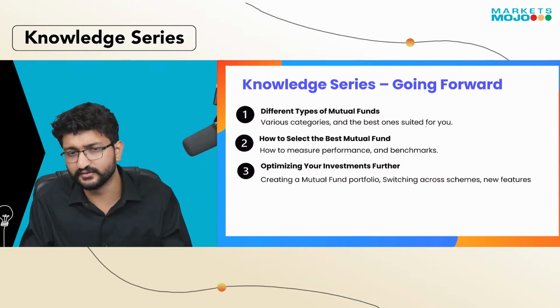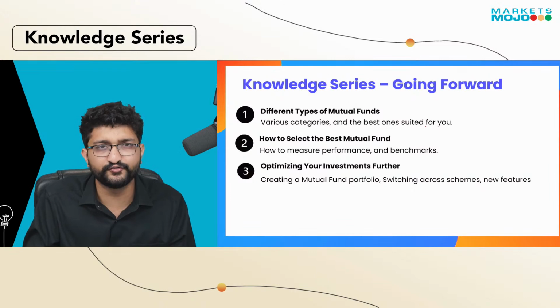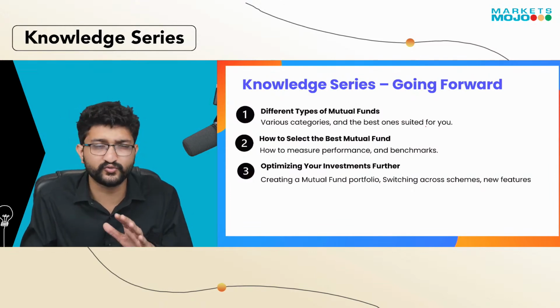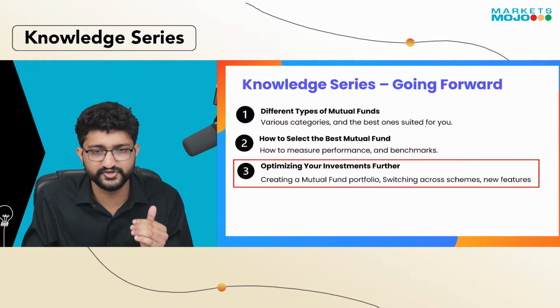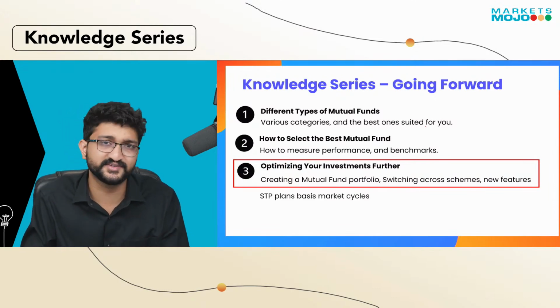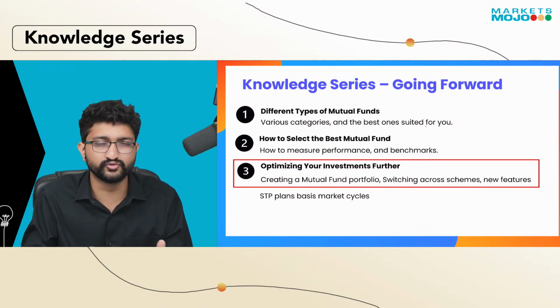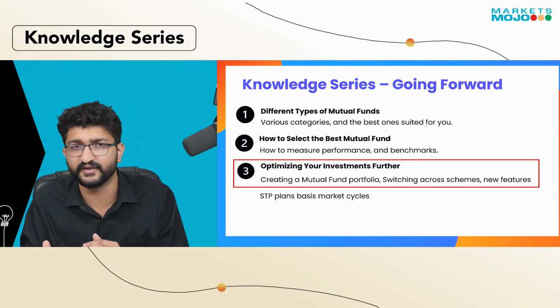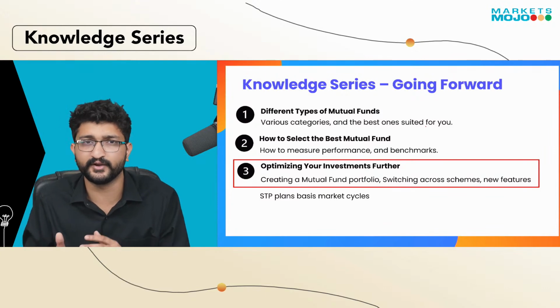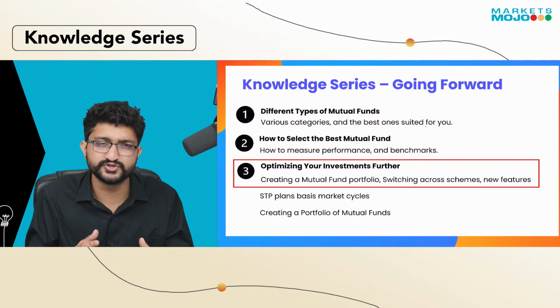The 3 different things we'll be covering, I've done the first 2. The next one will be much more interesting. Today's was kind of basic, but the next one will be much more complex in nature. We'll be looking at STP plans basis market cycles. So, systematic transfer on how to transfer from debt into the asset class of equity, or how to take your investments from equity to gold, and so forth. Creating a portfolio of mutual funds.